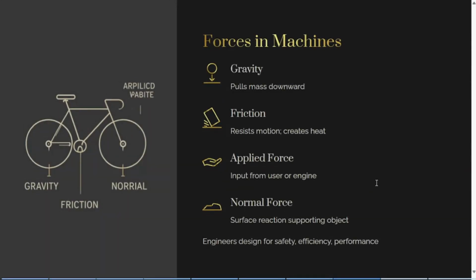In real machines, multiple forces act at the same time. Gravity pulls objects downward. Friction resists motion and often produces heat. Applied force comes from a user, motor, or engine. Normal force is the support force provided by a surface. Mechanical engineers must account for all of these forces when designing machines. The goal is to create systems that are safe, efficient, and reliable.